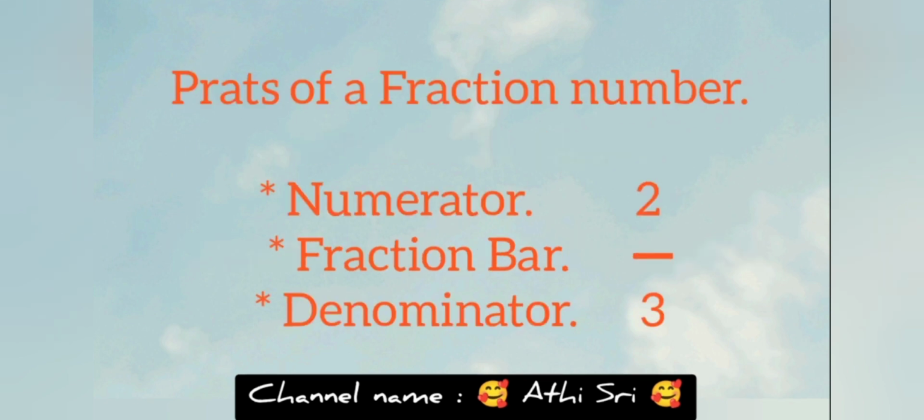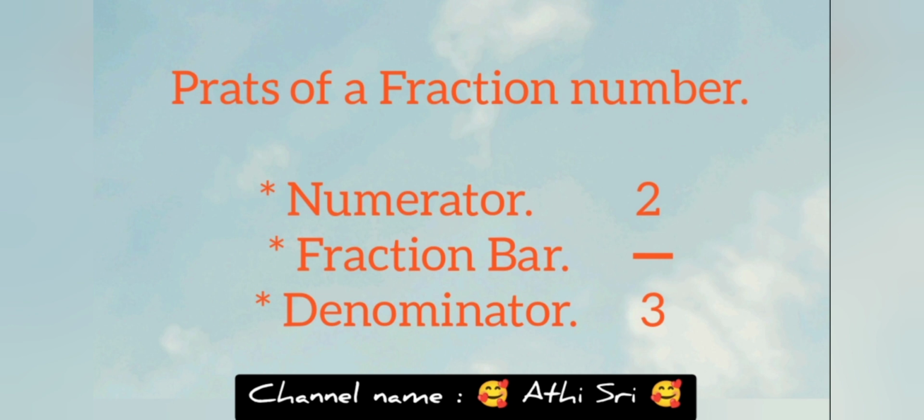There are three parts in the fraction. They are numerator, fraction bar and denominator. The top number is known as numerator and the bottom number is known as denominator, and the line is known as fraction bar, which divides numerator and denominator.